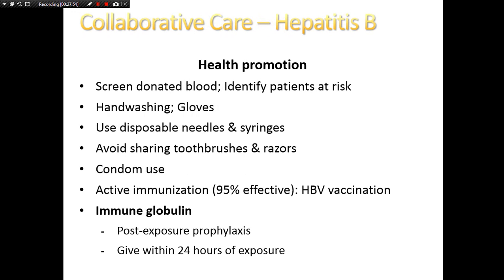So health promotion for hepatitis B: obviously screening donated blood, identifying patients at risk who have been involved in high-risk behaviors, hand washing, using gloves, standard precautions, using disposable needles and syringes, the safety nets on some of our syringes and needles. Avoid sharing toothbrushes or razors with people, and make sure that if you're sexually active, you're using condoms. And then active immunization with the hepatitis B vaccination, which is 90% effective. There is an immune globulin that can be given as post-exposure prophylaxis. So if somebody is stuck by a needle or gets a splash of blood in their mucosa, it should be given within 24 hours of exposure.